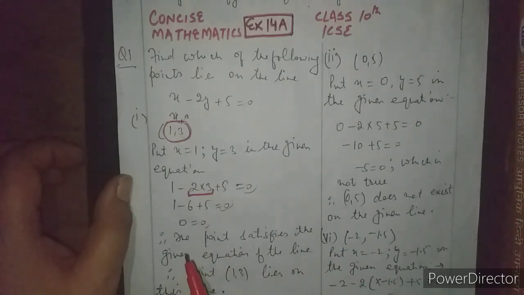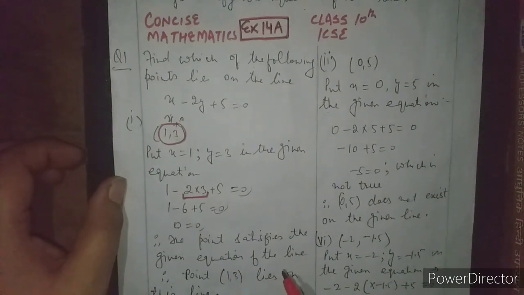Now, 0 equal to 0 means the condition is satisfied, the equation is true, right? It means the point satisfies the given equation of the line. What does it mean? That our answer is that the point (1, 3) lies on this line. Okay, point (1, 3) lies on this line, right? This is the solution of our first part.